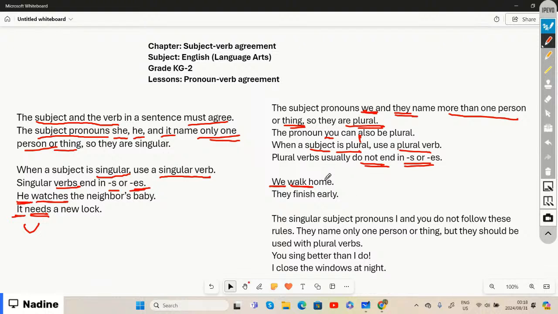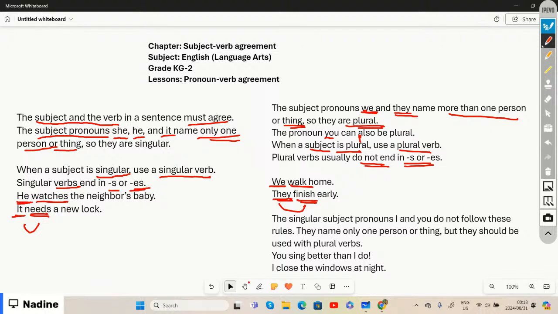If we look at another example, let's say they, remember they, more than one person. It's plural, right? So we say they finish, not finishes, finish early. And that is how our subject and our verb agree, meaning that our subject is plural, which means that the verb does not end in S.